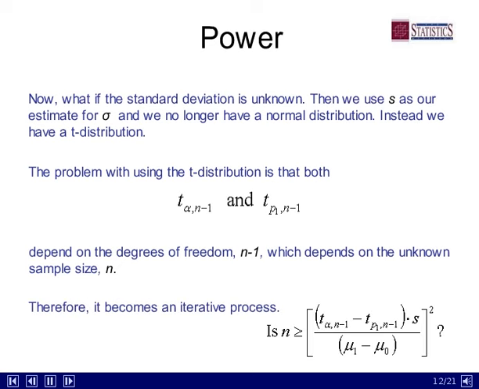So it becomes an iterative approach. We can write it as, is n bigger than...? And all I've done there is substitute S for sigma, and the t alpha and t of P1 for z alpha and z of P1. So basically, you start with n equal 2. Therefore, you're looking at a t alpha at 1 degree of freedom and a t of P1 at 1 degree of freedom. Say, is that equation a true statement? If not, then I move to n equal 3 and n equal 4, and so on.